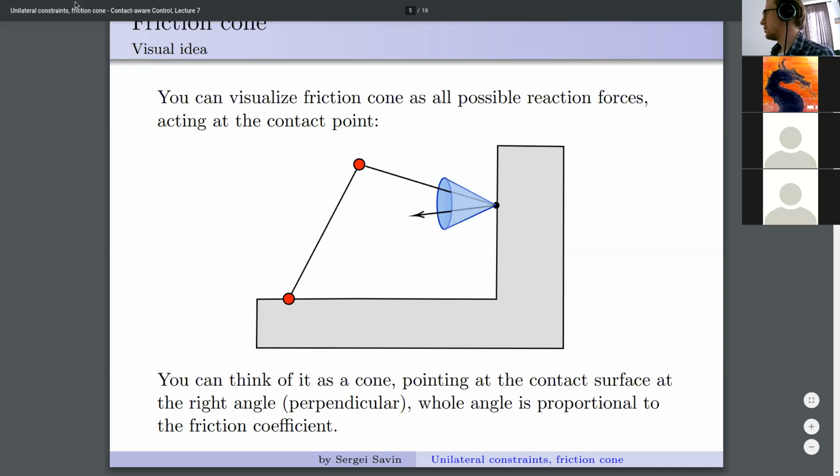Why? Because the friction cone describes the relations between normal reaction force and friction force. Normal reaction force is normal, so perpendicular. Friction is tangential, so it is in this tangential direction, right? It's a direction along the wall. Good.